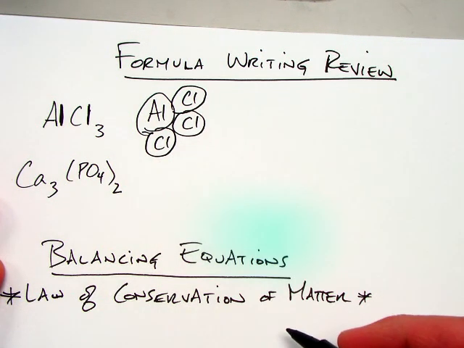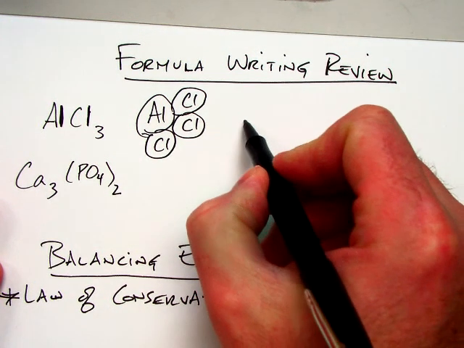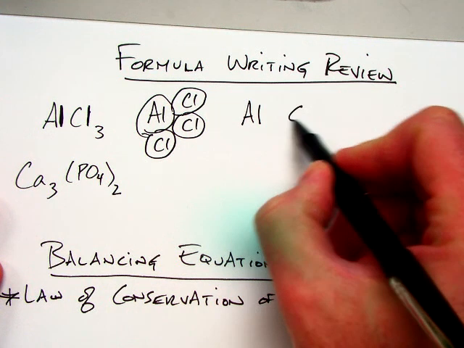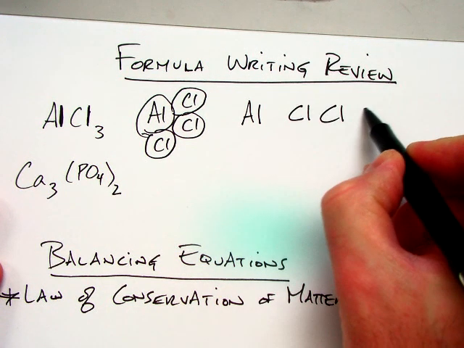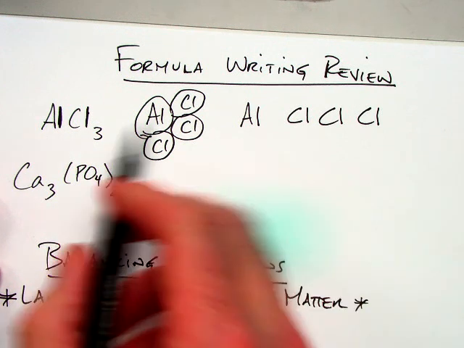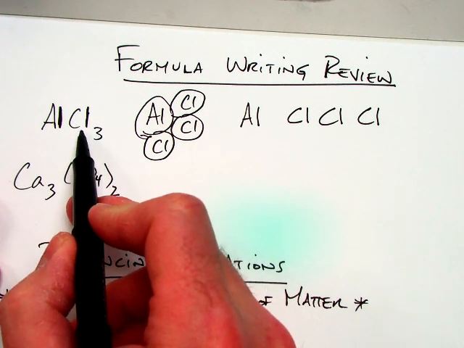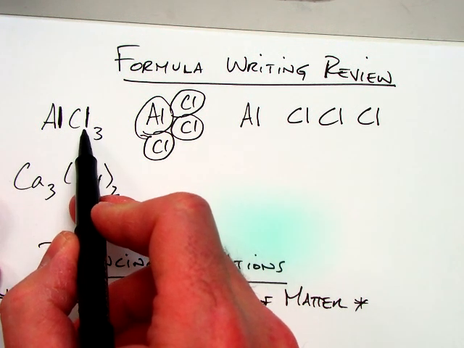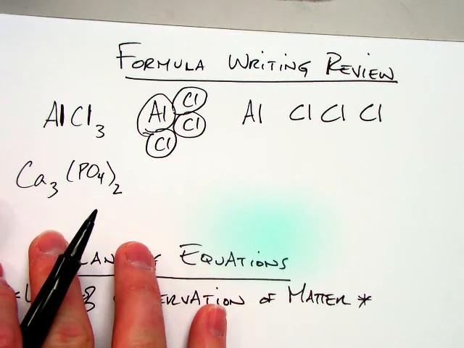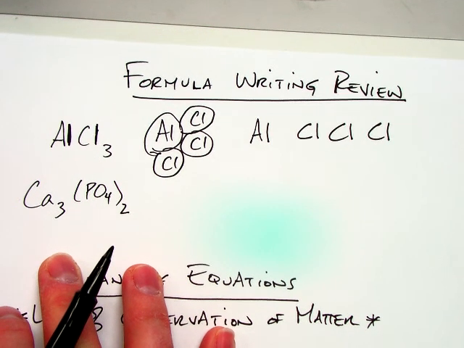Okay. What we should also be able to do is say that there's one Al, and then we can list out how many Cl's we have: Cl, Cl, Cl. So what we want to take away from this formula is that this 3 only applies to the Cl and not the Al. It does not distribute.